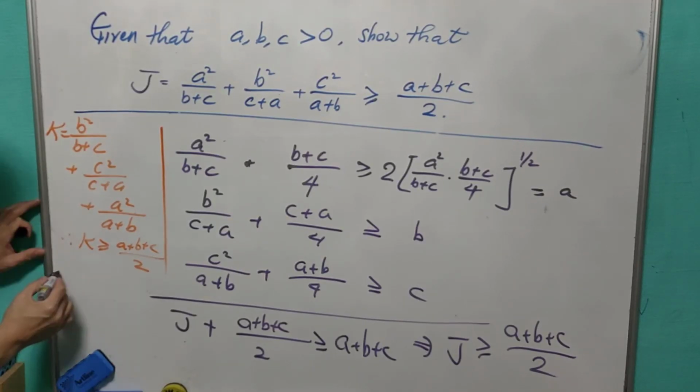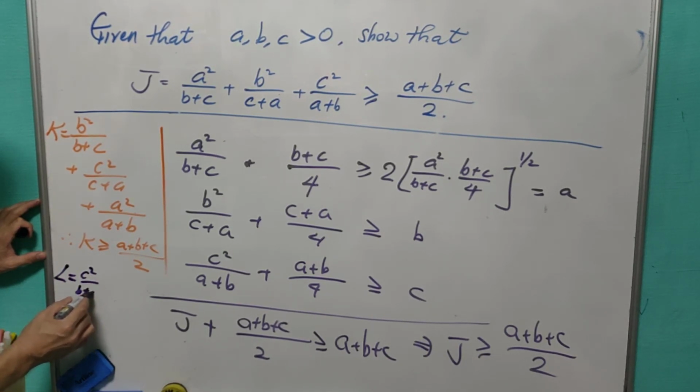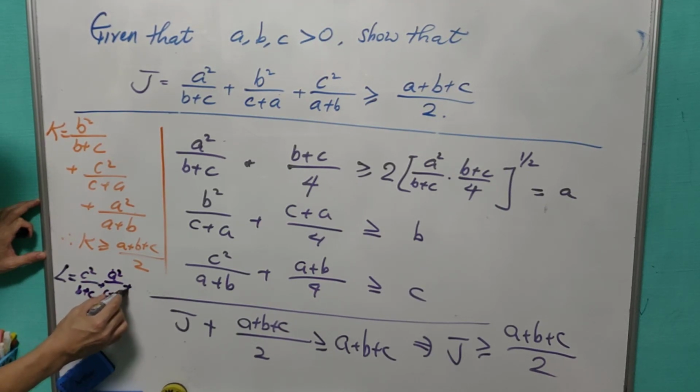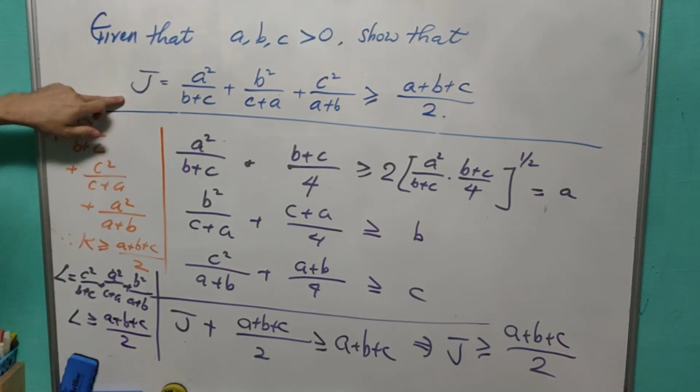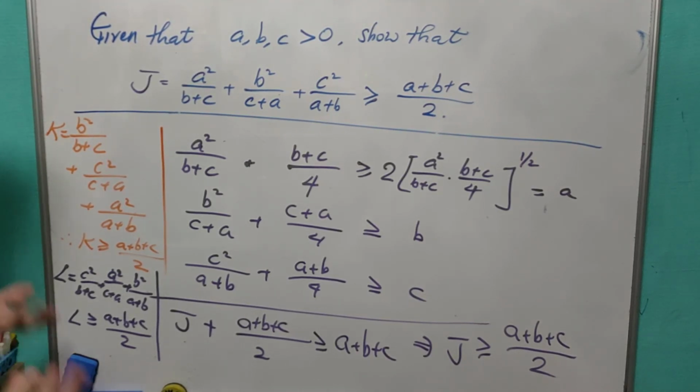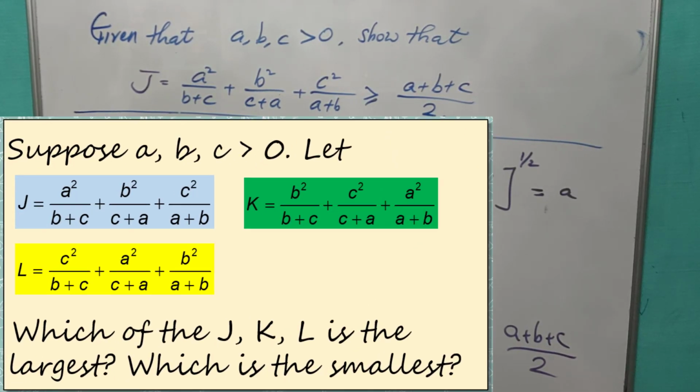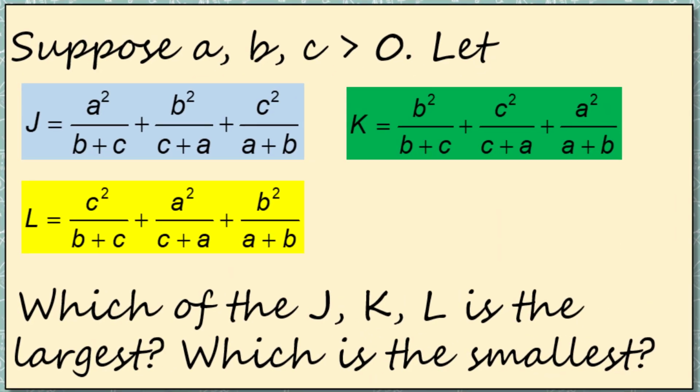Likewise, if we let L be equal to c squared over b plus c, plus a squared over c plus a, plus b squared over a plus b, then we also have L is greater than or equal to (a plus b plus c) over 2. Each of these J, K, L is greater than or equal to (a plus b plus c) over 2. So now the question is, among J, K, L, which one is biggest, which one is smallest, and why?